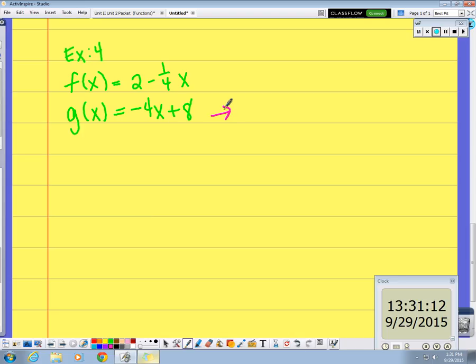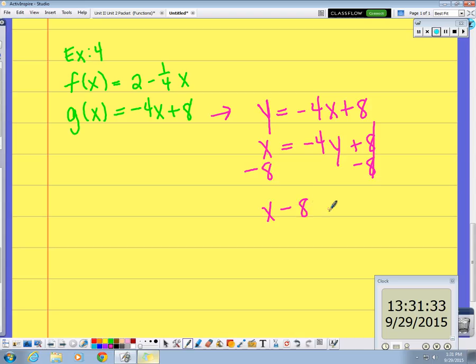Okay, so the first thing I'm going to do is, instead of g of x equals, I'm going to write it as y equals. Since step 1 is switch the x and the y, I kind of need an x and a y to switch. So x equals negative 4y plus 8. Step 2 is solve for y. So what would we do? Minus 8. Correct. Subtract that 8. Now we have x minus 8 equals negative 4y. Now what do I do?